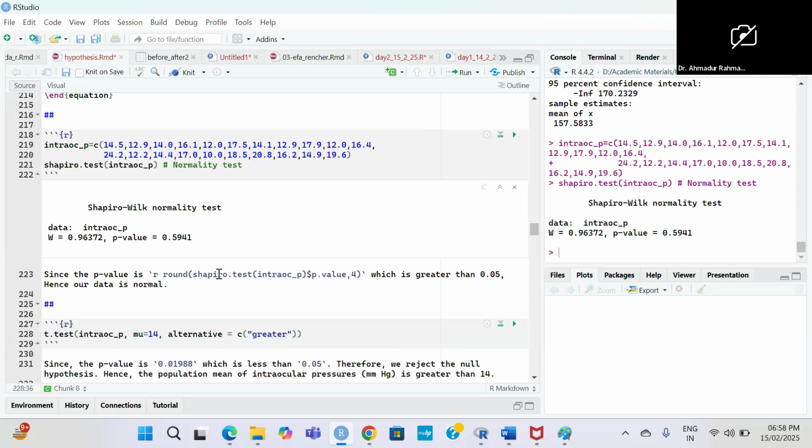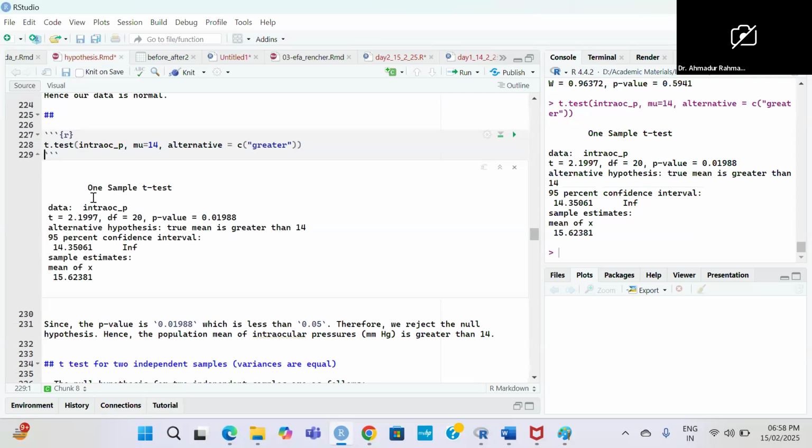Okay. Then we use the t-test, and the function for this is t dot test, then the vector intraocular pressure, and then mu is equal to 14, that was given in the question, and alternative is greater than, taken from the alternative hypothesis. Then we run the test. After running the test, we see the data name, the t value meaning the test statistic value, df meaning degrees of freedom, and then the p value.